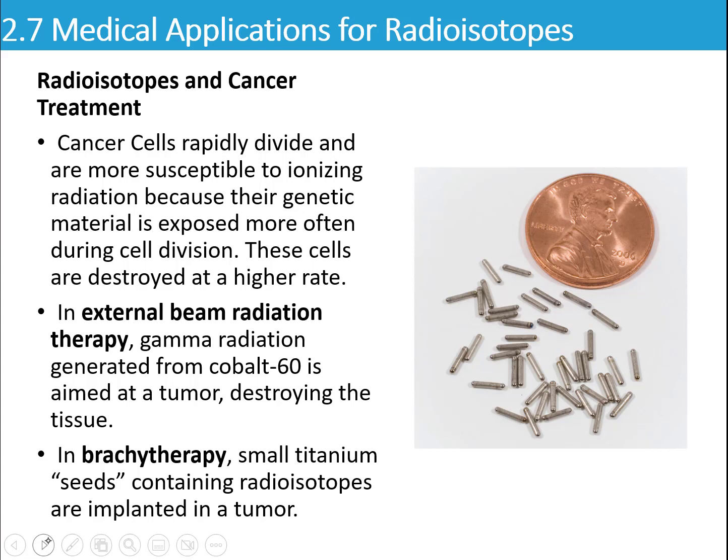So if you see, there's a penny. These are little titanium seeds. If you think of the size of a penny, to me, they look like little tiny pencil lead, like somebody took a pencil lead and broke it up. That's really about how big they are. So they can coat these titanium seeds with a radioactive substance. Usually it's an alpha decay, because remember, alpha decay doesn't go very far. And then they actually insert this seed into a tumor. So it's a way to destroy the tumor right at the spot.